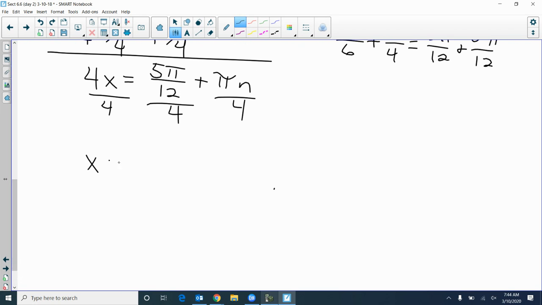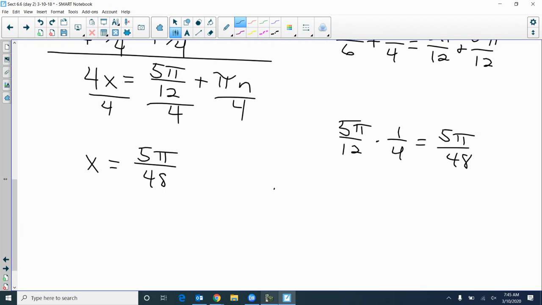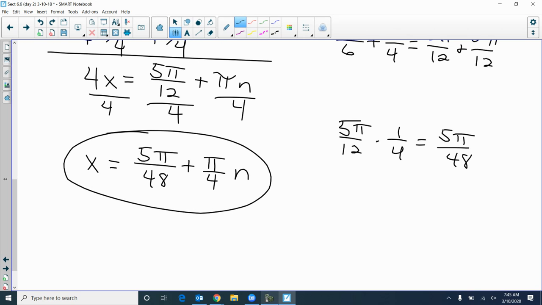You get x equals, what's 5 pi over 12 divided by 4? That's a good question. 5 pi over 48. So 5 pi over 12 divided by 4 means you multiply it by 1/4. So 5 pi over 48. So I get 5 pi over 48 plus pi over 4 times n. And then leave that. That's all you got to do. Leave that. Because the directions said find all solutions, and it did not give you an interval. So we're going to list it like that.